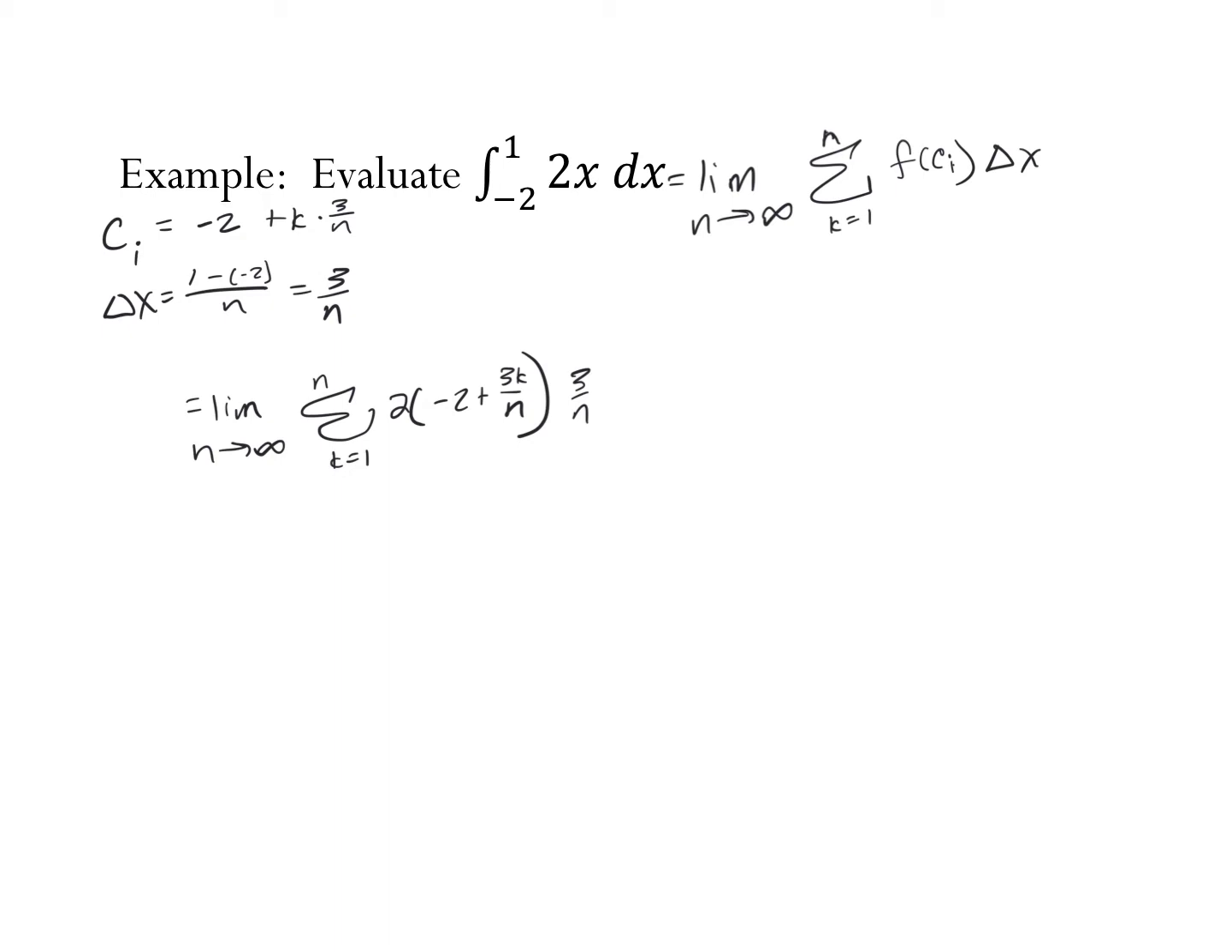How are we feeling so far? All right. What do you guys want to do to make this look better? Pull out a 6 over n. Okay, so what Maggie's talking about is the 2 and the 3 over n. I could write as 6 over n out front. I'm cool with that. And I'd be left with negative 2 plus 3k over n.